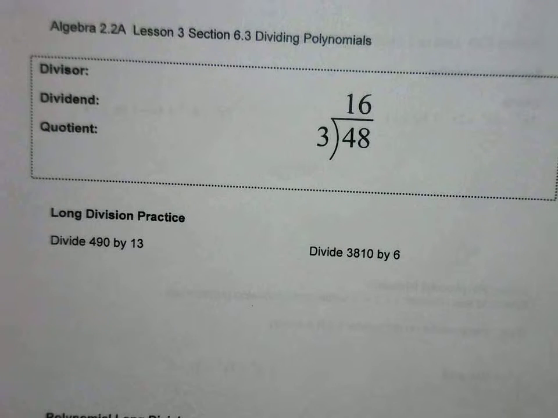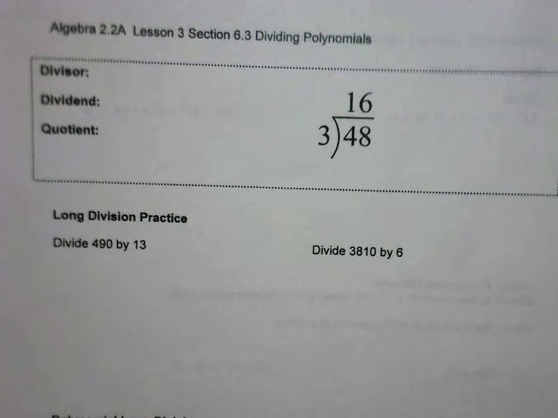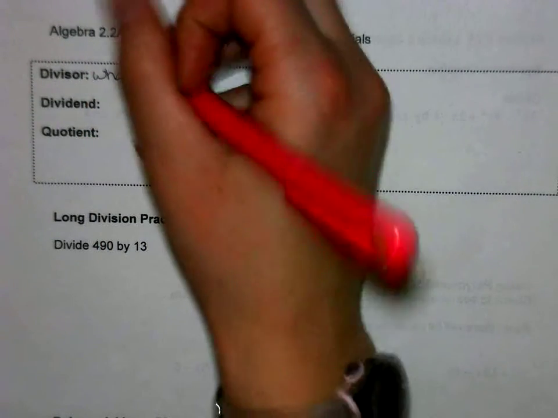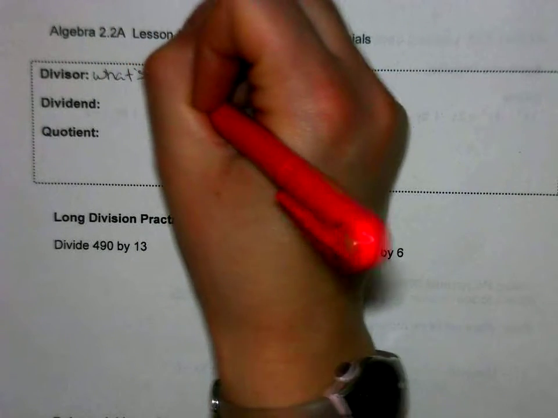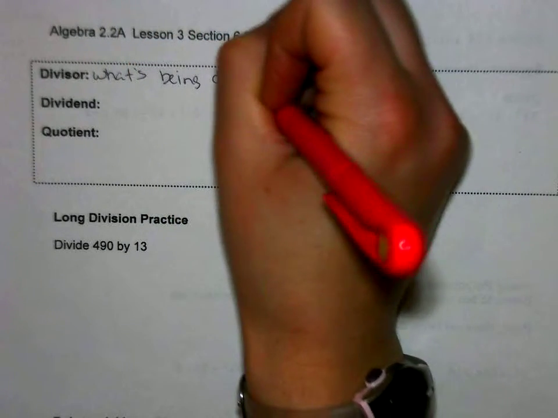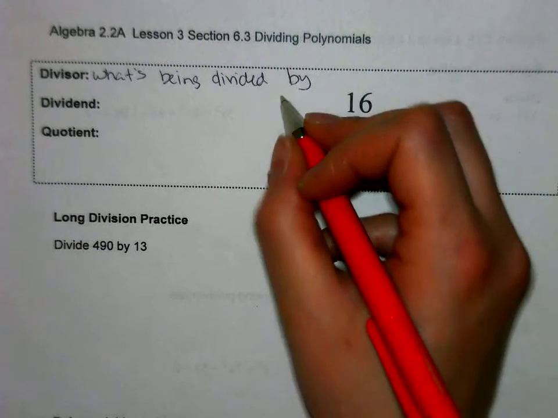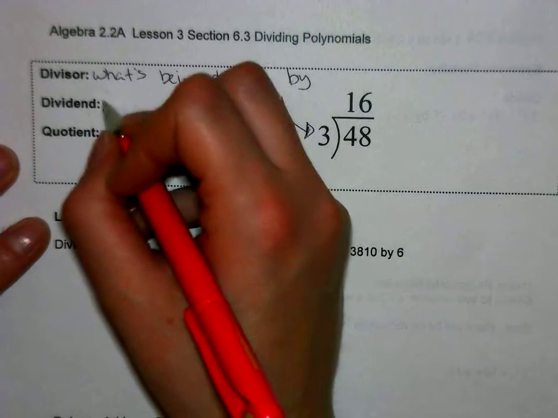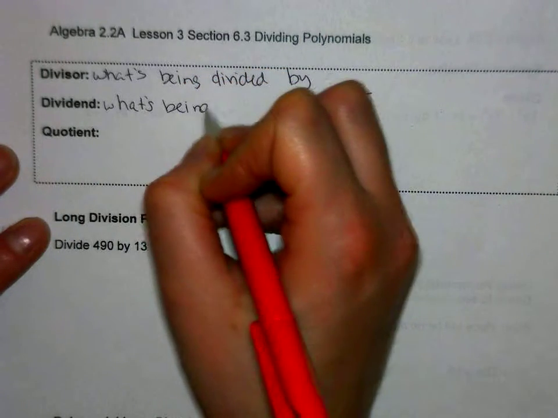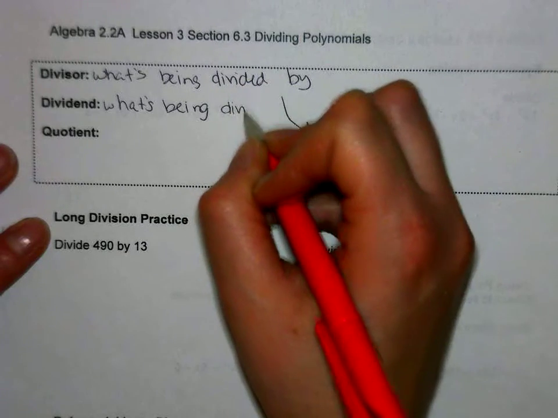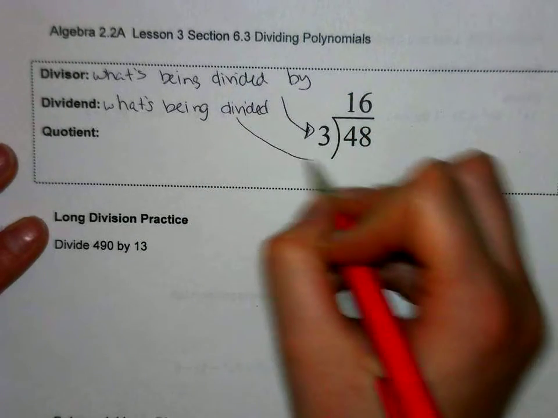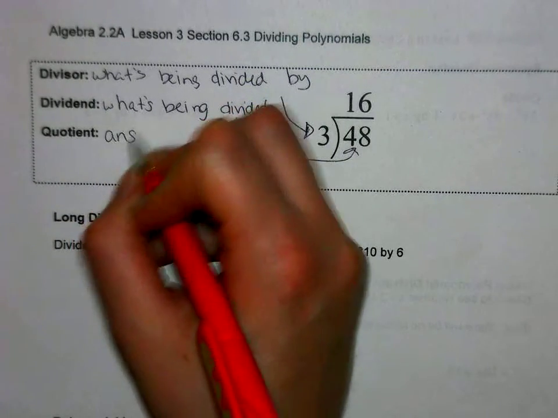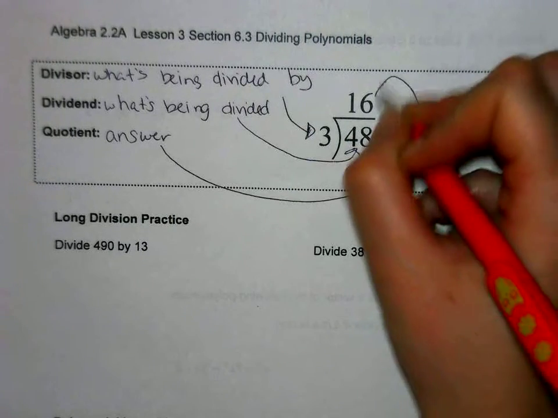Today we are going to be dividing polynomials, but first let's go over long division and do a couple practice problems. The divisor is what's being divided by. So for instance, in this problem, we're dividing by 3, so that's our divisor. The dividend is what's being divided. And in this example, 48 is being divided by the divisor, which is 3. The quotient is our answer, which you can find on the top, which is 16.